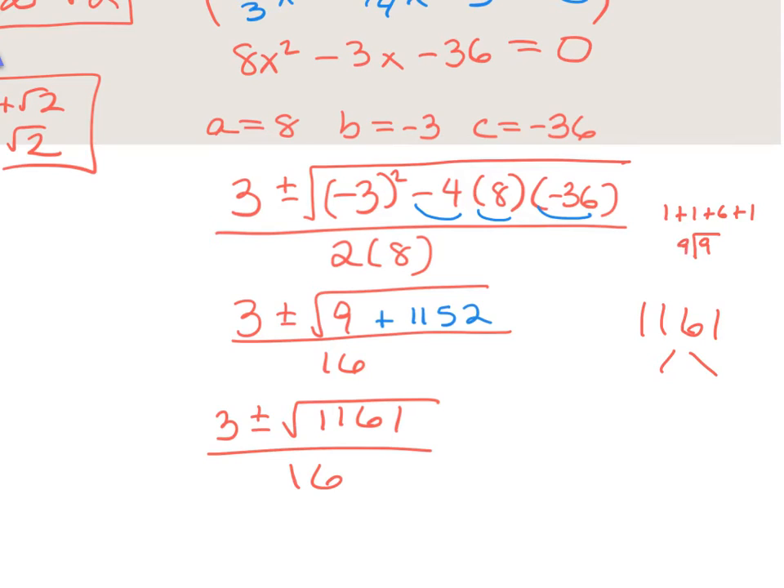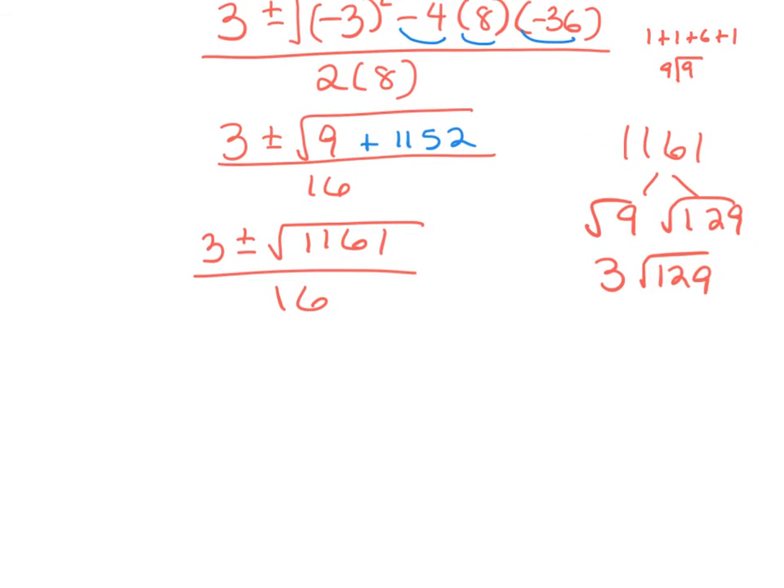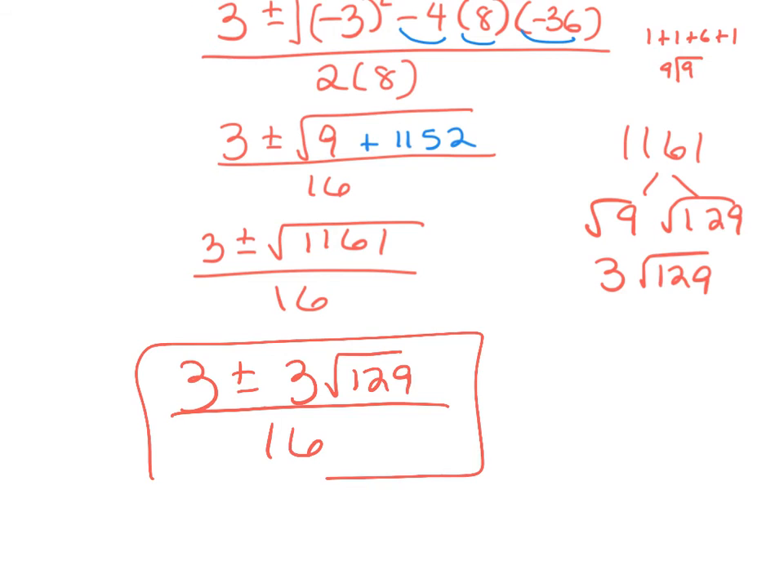If 9 will divide into that sum, then I know 9 is a factor of 1,161. So 9 will divide in here 129 times. So now I can't break down the 129 anymore. So this simplifies into 3 times the square root of 129. So let me break down the 1161 into 3 square root 129 over 16. I cannot reduce 3/16, so I'm done.